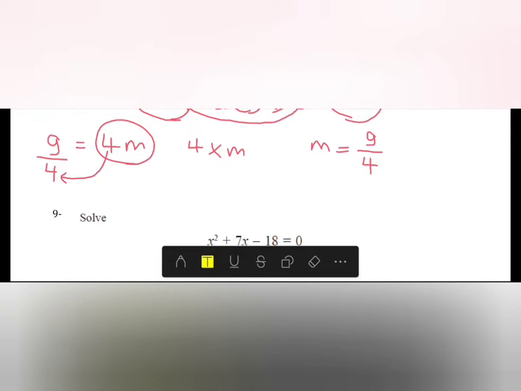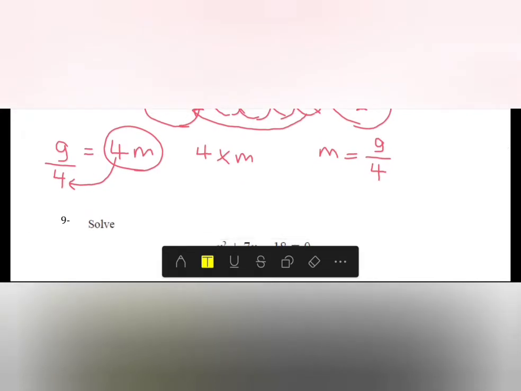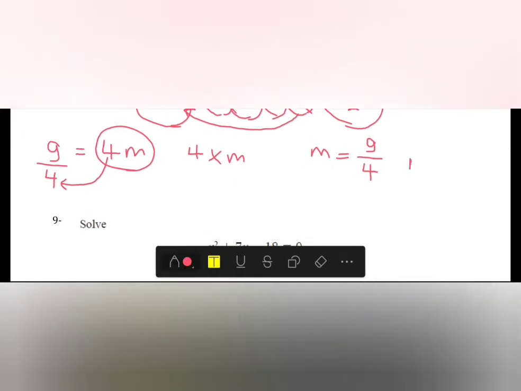So m, let's write it here, m equals 2.25. Let's use the space here. So m equals 2.25. And this is how you answer a question like this.